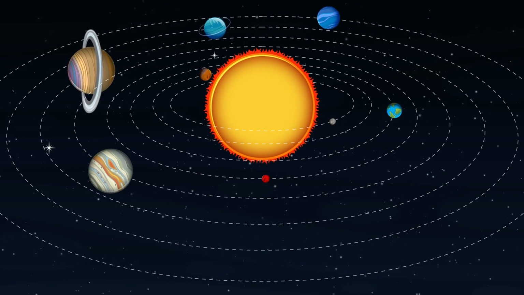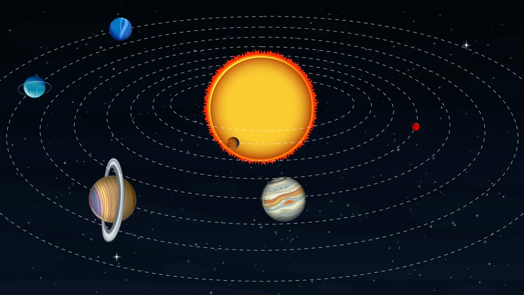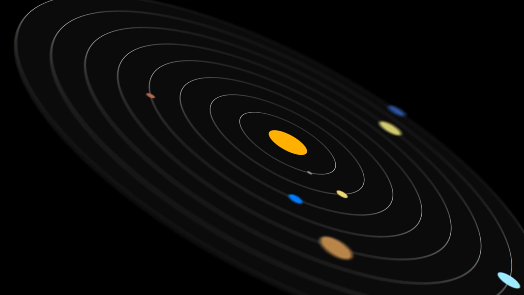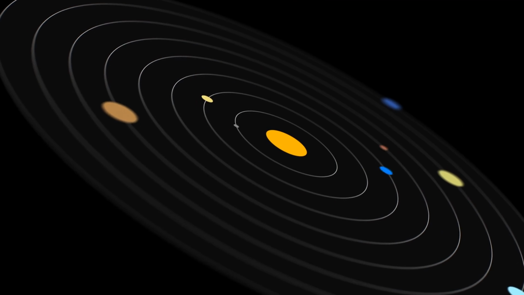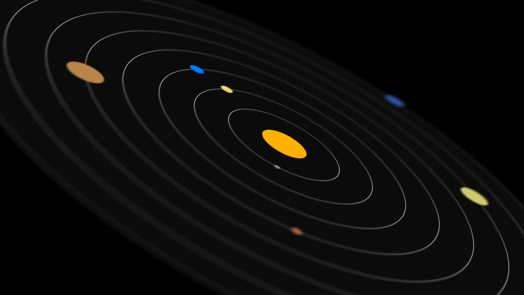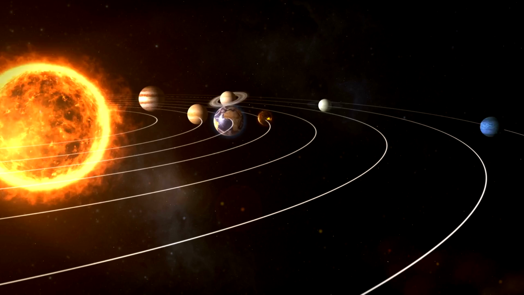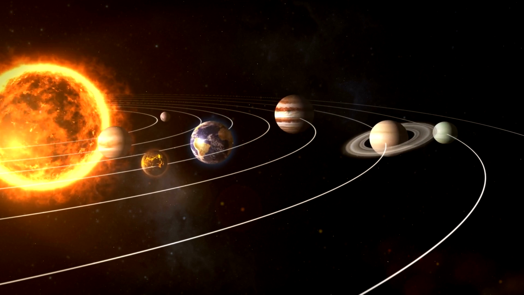Kepler's laws also tell us that planets sweep out equal areas in equal times, meaning they move faster when closer to the Sun and slower when farther away. This is because, according to Newton's law of universal gravitation, the gravitational pull between two objects depends on their masses and the distance between them. So as a planet gets closer to the Sun, the stronger gravitational pull accelerates the planet, causing it to move faster and vice versa.